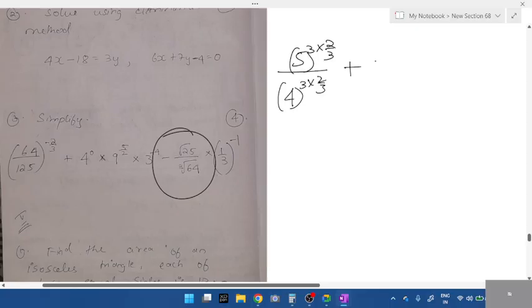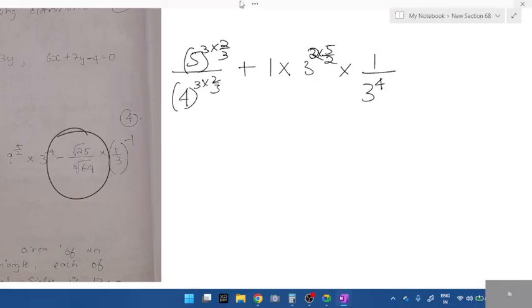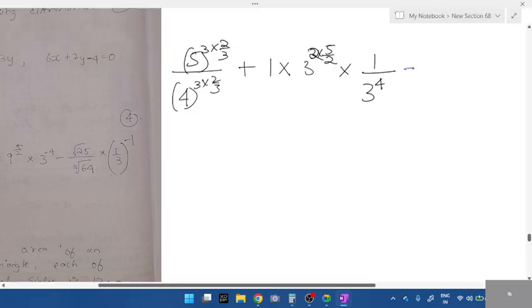4 into 0, everything to the power of 0 is 1. Then 3 square, sorry, 3 square to the power of 5 by 2, multiplied by minus 3 by 4, is what? 1 by 3 of... it is minus. The power is negative, so it becomes 1 by... minus 2. Subtracted by. What is the cube root of 64? The cube root of 64 is 4. The power is negative, so it becomes 3 to 1.